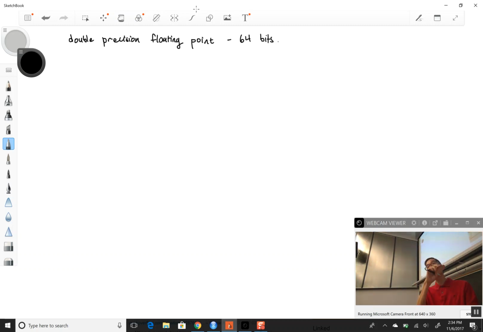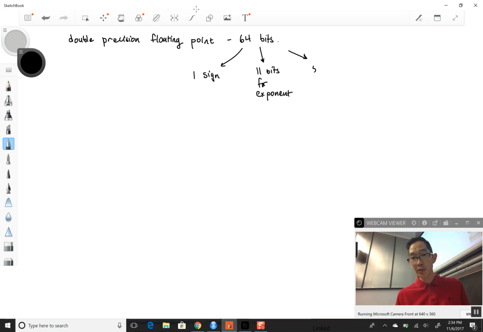Okay, so we have 64 1 and 0 positions, okay? One of these numbers, the first, is for the sign. We have 11 bits for the exponent. And then we have what we call 52 bits for the mantissa. And regarding the sign, 0 for positive and 1 for negative.